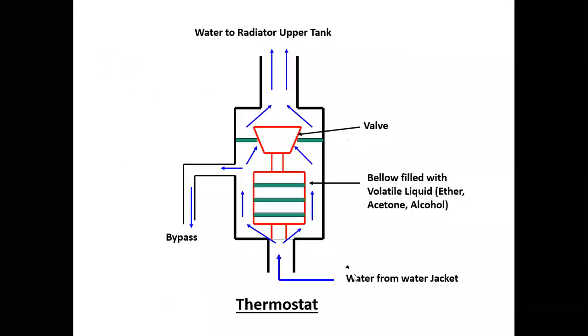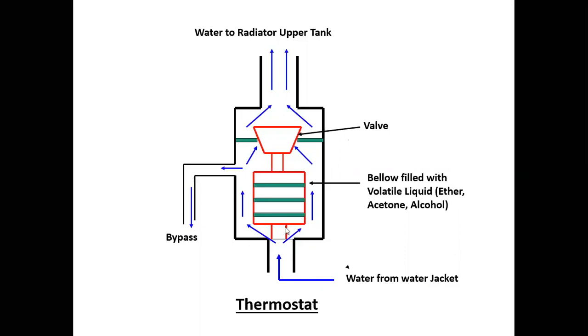Now, as this hot water flows through a thermostat, suppose the hot water is at a temperature of approximately 140 or 150 degrees Celsius. This water is sufficient to expand this bellows. Now how will this bellows expand?